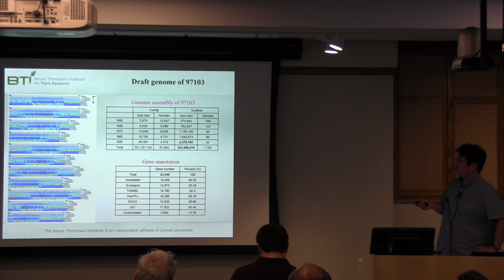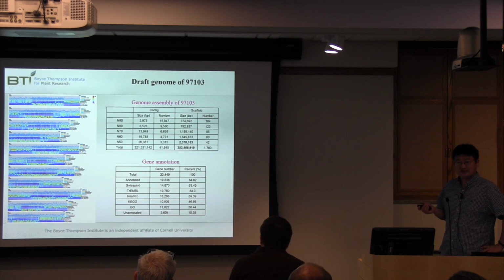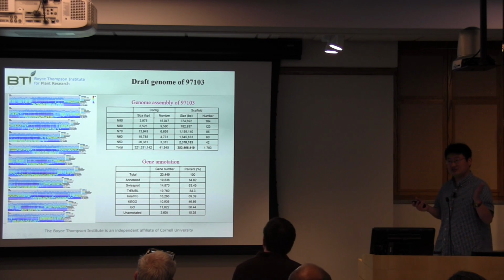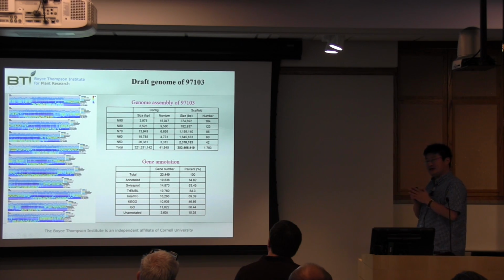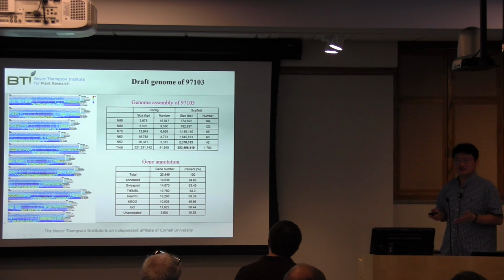The N50 size is 2.3 million base pairs. That's pretty high compared to all other assembled genomes at that time. And we assembled more than 80% of the genome. The genome size is 425, we assembled 353. At that time, we did analyze the unassembled reads. We found most of them are repetitive sequence. That's what we expected.